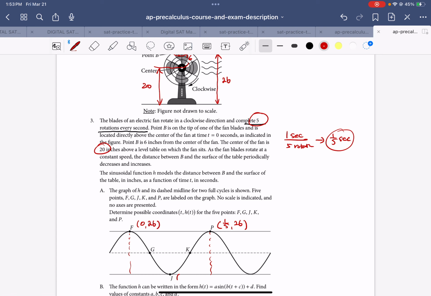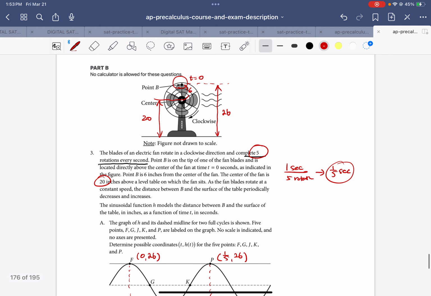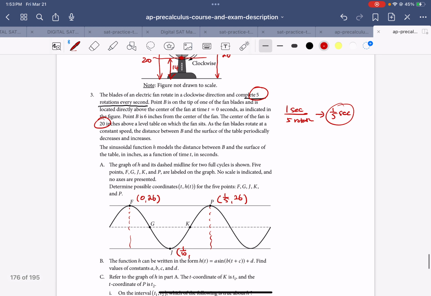And then right in the middle, J should be half of that. So half of 1/5 is 1/10. And then what is the minimum height? The minimum height is where the tip of the blade is right here, which is 20 minus 6, which is 14. So you can say (1/10, 14). And then half of that, so half of 1/10 is 1/20, and it should be on the center line.